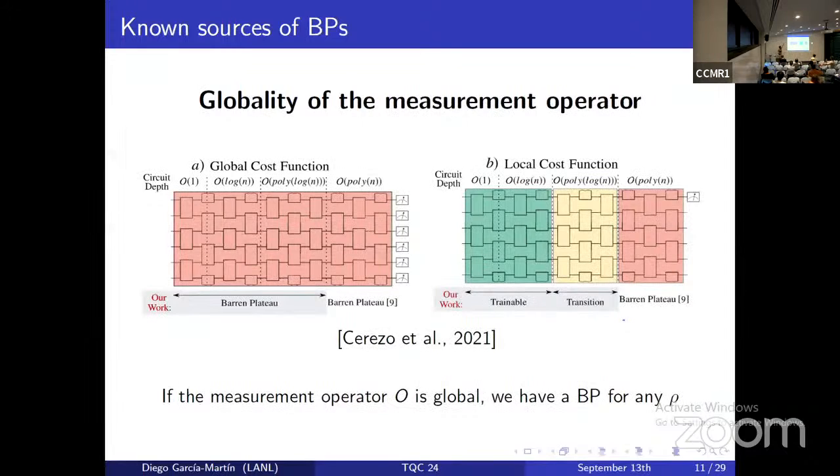In particular, if we have these 1D brick layer circuits where each 2-qubit gate is a 2-design over the unitary group, then whenever we have a global observable that acts on all qubits, we always have a Barren plateau for any depth. Whereas if the observable is local, it only acts on a fixed number of qubits, then we avoid Barren plateaus up to log depth.